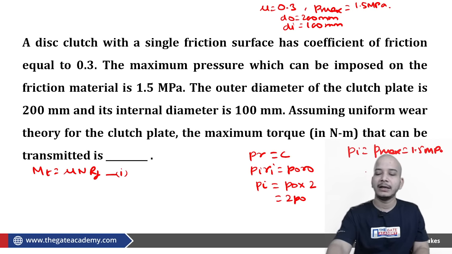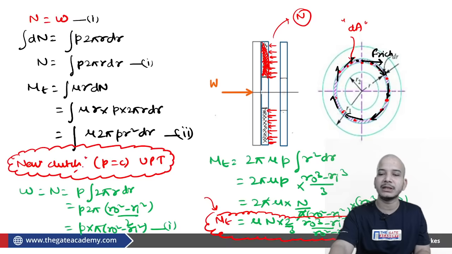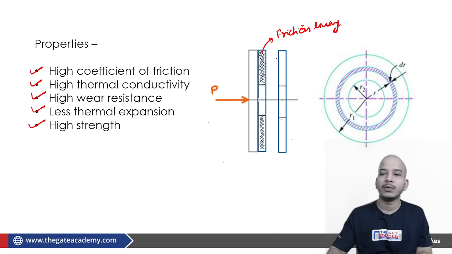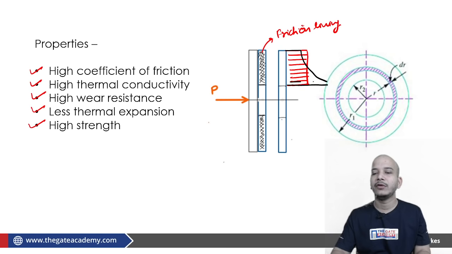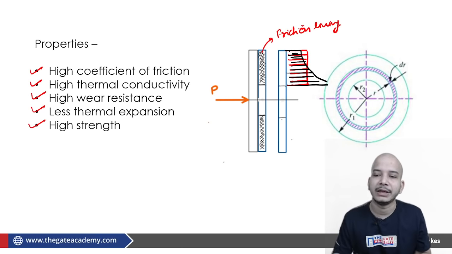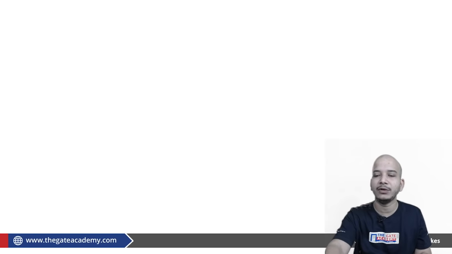Of course, you should understand the variation of this pressure. For uniform pressure theory, it is going to be the same throughout. This is your uniform pressure theory pressure distribution. But as far as uniform wear theory is concerned, the pressure distribution will appear like this. Radially inward, the value of pressure is high in comparison to the radially outward position. So this is the pressure distribution for uniform wear theory and uniform pressure theory.